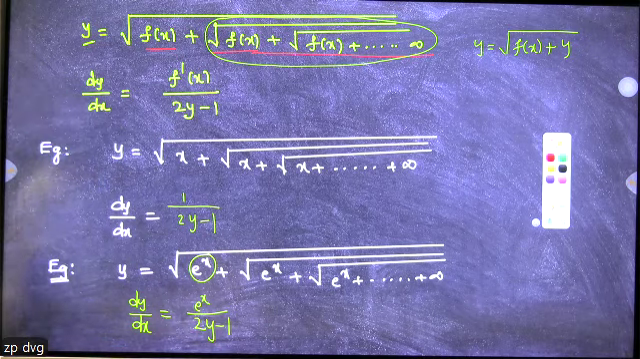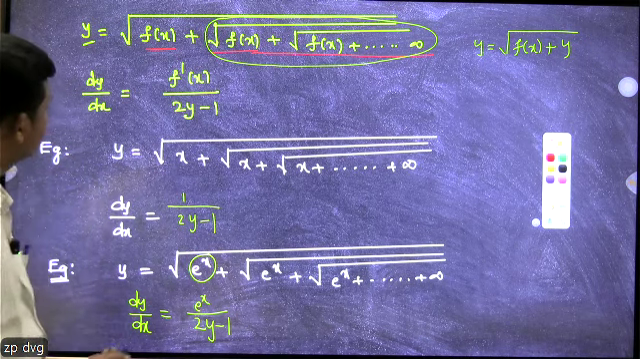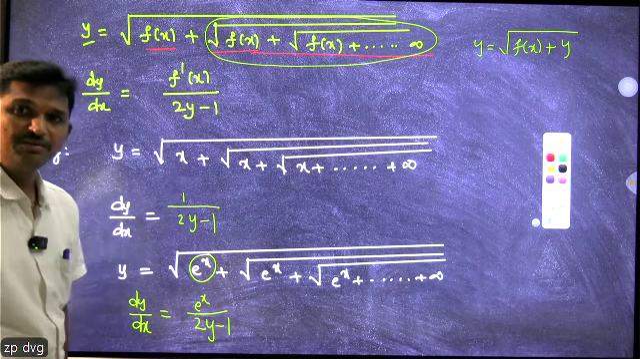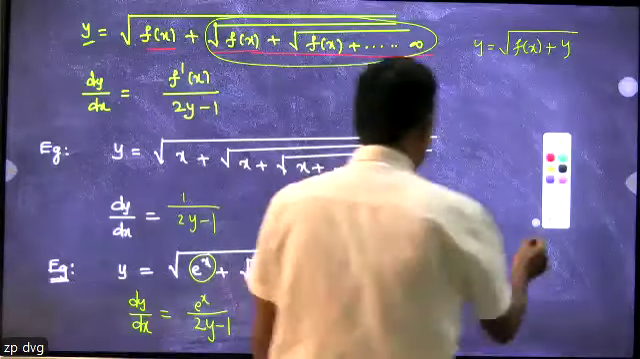Right? So we'll do PYQs also in this class. Same problem is given. I think this type of problem. For this, what is the answer? 1 divided by 2y minus 1. Okay. Right.